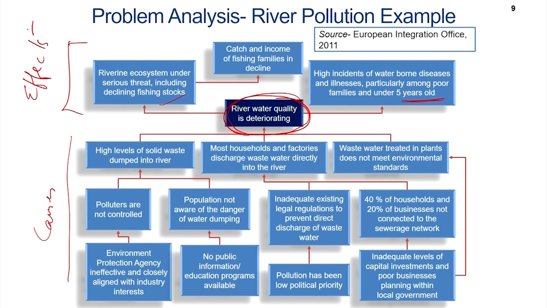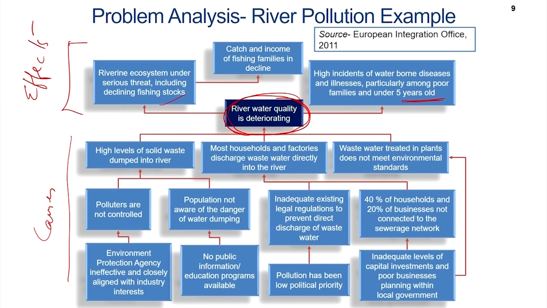In the causes part, you have high levels of solid waste dumped into the river. That happened primarily because polluters are not controlled and the population is not aware of the danger of waste dumping. The population is not aware because there are no public information and education programs available. Polluters are not controlled because the Environment Protection Agency is ineffective and closely aligned with industry interests. Another cause is that most households and factories discharge wastewater directly into the river. This is because there are inadequate existing legal regulations to prevent direct discharge of wastewater.